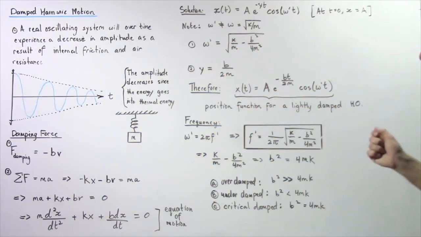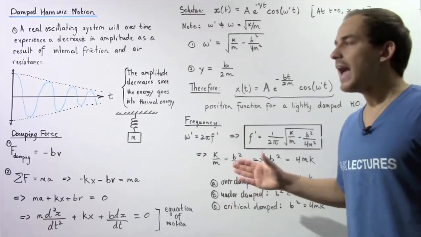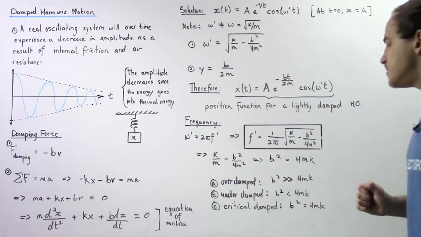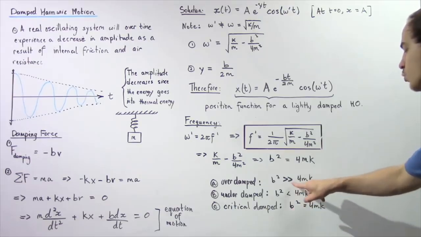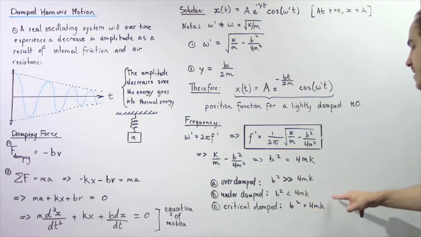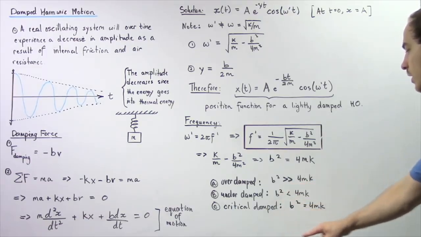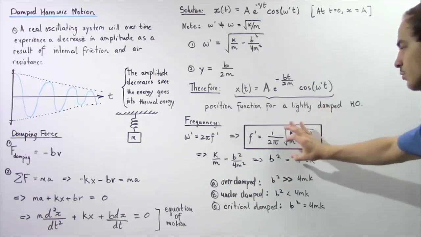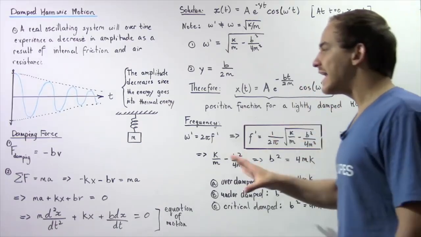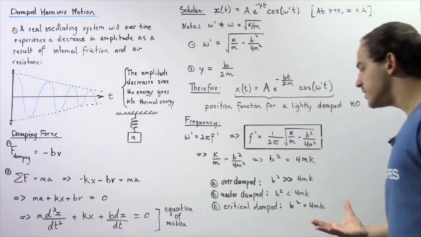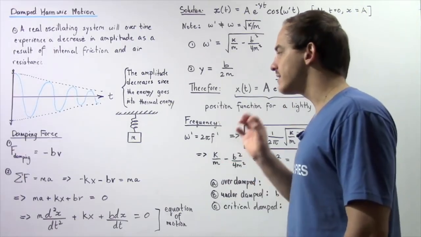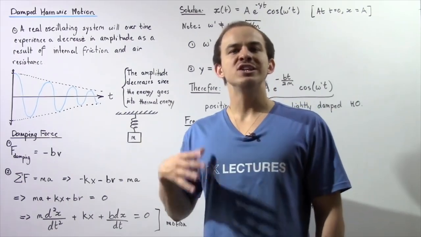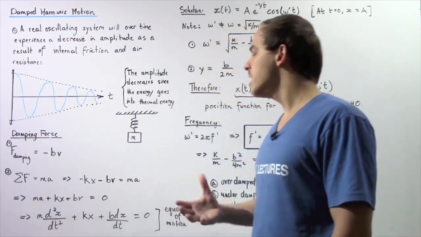And we also have something called critically damped, and when an object is experiencing critically damped harmonic motion, that means that b squared is equal to 4mk. And if b squared is equal to 4mk, this term is 0, and that implies that the object experiencing critically damped motion will take the shortest amount of time to come to equilibrium, to come to rest.